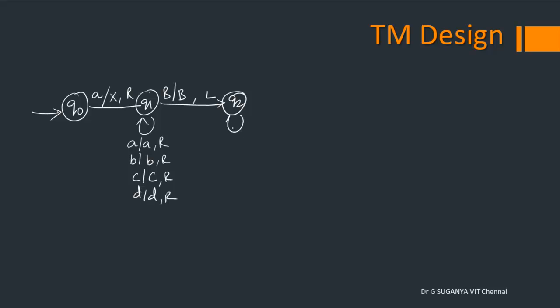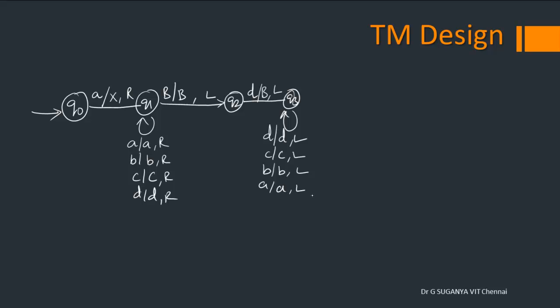If it is a left turn, then what's expected? To see a blank symbol, what is expected is to have a D, right? Which you can change to blank and then move towards left. While moving towards left, what are the symbols that you will see? Remaining D. Then you will have C is on the path, B is on the path, A is on the path. Everything you need to skip until you see an X.